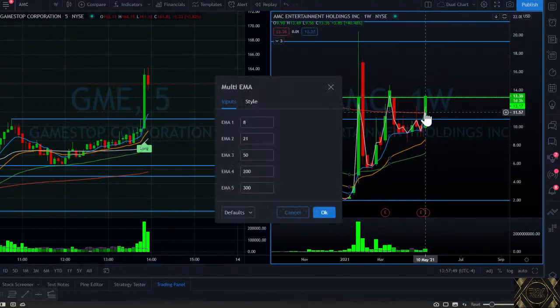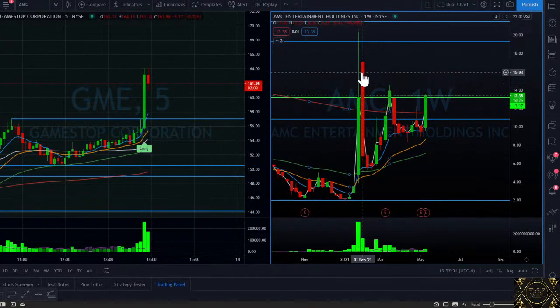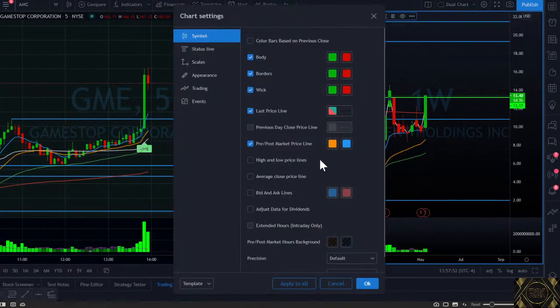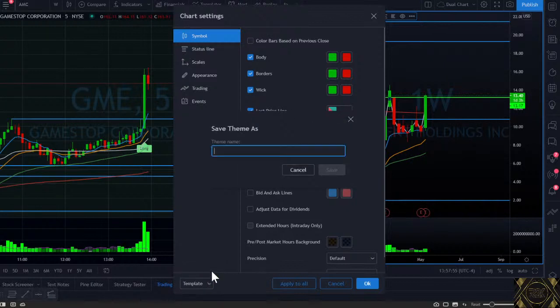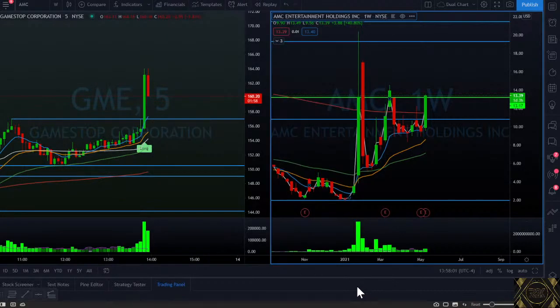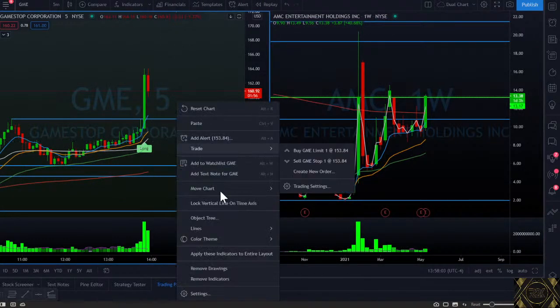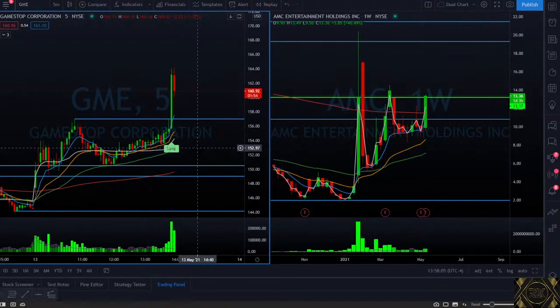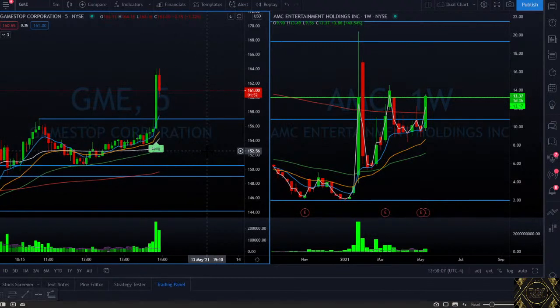Like I said, you can change the themes on TradingView too. You can have it however you want. You can even make this a template. I'm just gonna call this gray, and then apply to all. So there it is. There's GME right there.